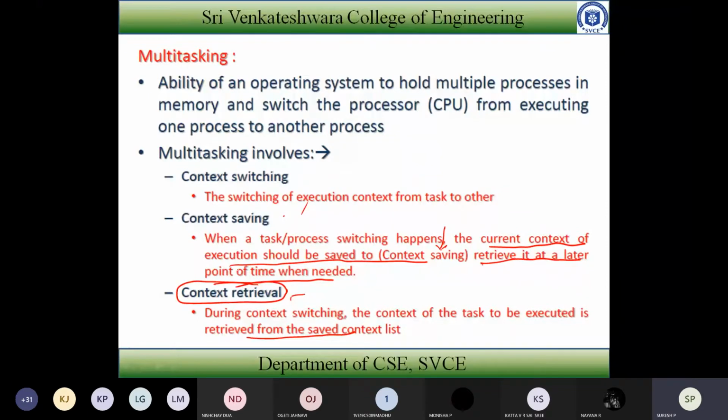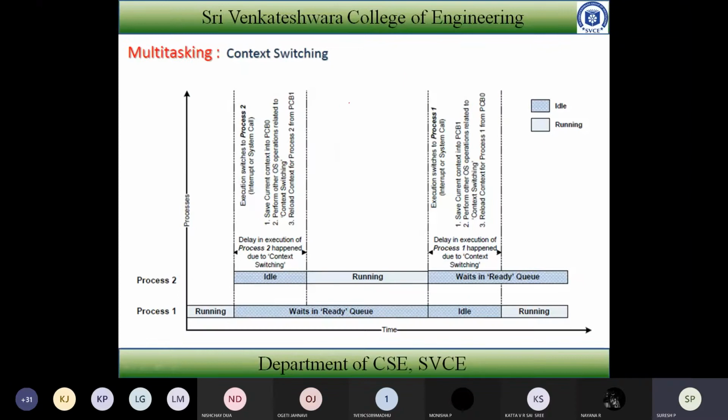The next is context switching. Typically, if we take this scenario, you have two different processes running: process 1 and process 2. When a process is running, assume that a delay in execution of the process happens due to context switching. This particular process will be in idle state at that time.